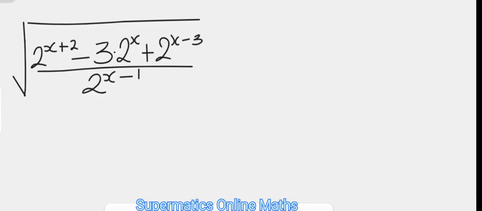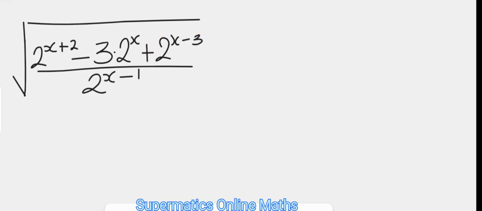In today's math tutorial, we are going to be simplifying the expression under the square root. In this expression, we have different powers of 2. We've got 2 to the power of x plus 2, 2 to the power of x, 2 to the power of x minus 3, and 2 to the power of x minus 1. The least among these powers is 2 to the power of x minus 3.